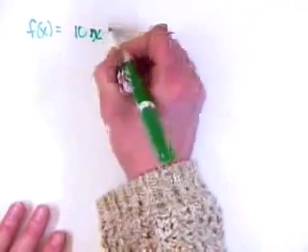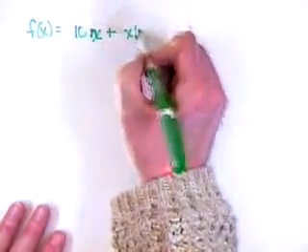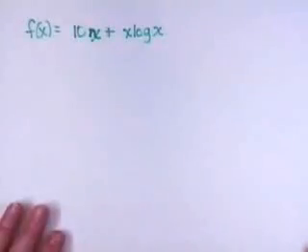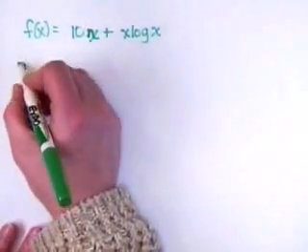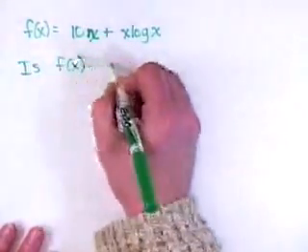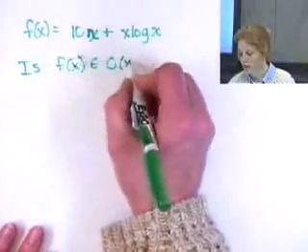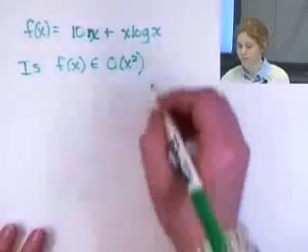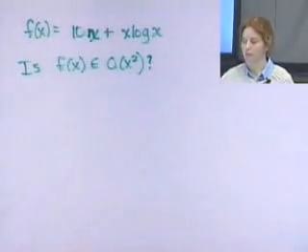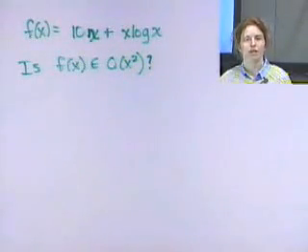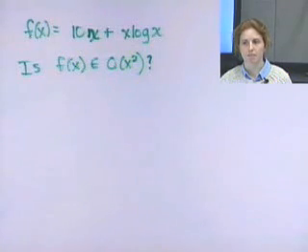Okay, so let's do some more examples. So let's say that f of x is equal to 10x plus x log x. So here's a question. Is f of x in big O of x squared? Yes. Why is that?